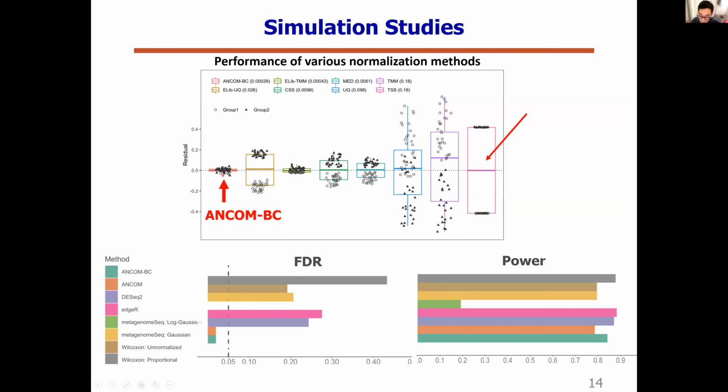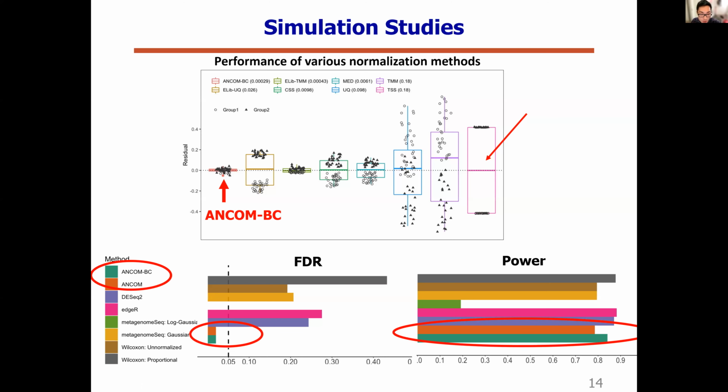The control of normalization efficiency leads to FDR control and power maintenance. Using the same simulation settings, we compare different methods with regard to FDR and power. Again, we see only our method and the previous version, ANCOM, can control the FDR well below the nominal level, while having competitive power compared to other methods.